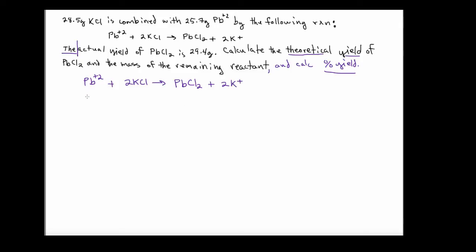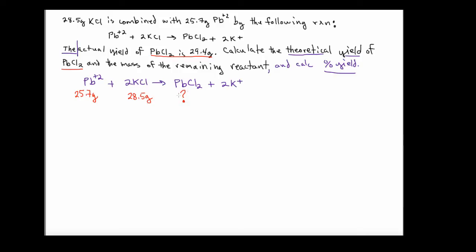So let's go ahead and write our information in. So we're going to have 25.7 grams of the lead ion. We're going to have 28.5 grams of the KCl. The designated product, all right, we're being asked to find the theoretical yield of lead chloride. And they give us the actual yield here. So I'll go ahead and use a question mark here to indicate that we're looking for the theoretical yield of the lead chloride.